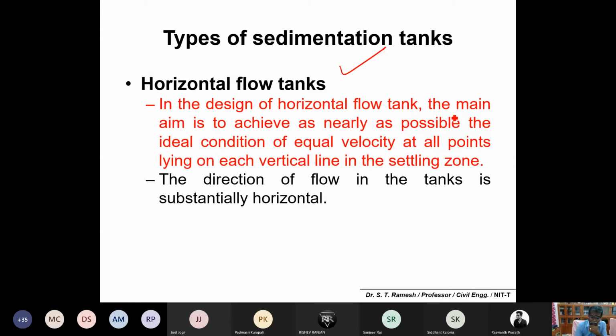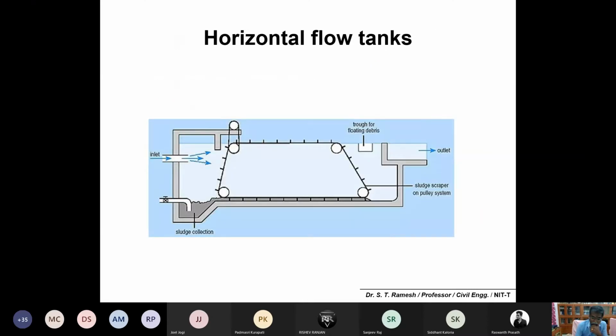In horizontal flow tanks, the main aim is to achieve, as nearly as possible, the ideal condition of equal velocity at all points lying on each vertical line in the settling zone of the sedimentation tank. Please make a note. It's very simple, and you can have a tank like this. Now you can understand better. This is your influent, and you should have a slotted inlet to reduce the velocity. You can monitor the arrows now. Water will be allowed to distribute equally in all zones of the settling zone.